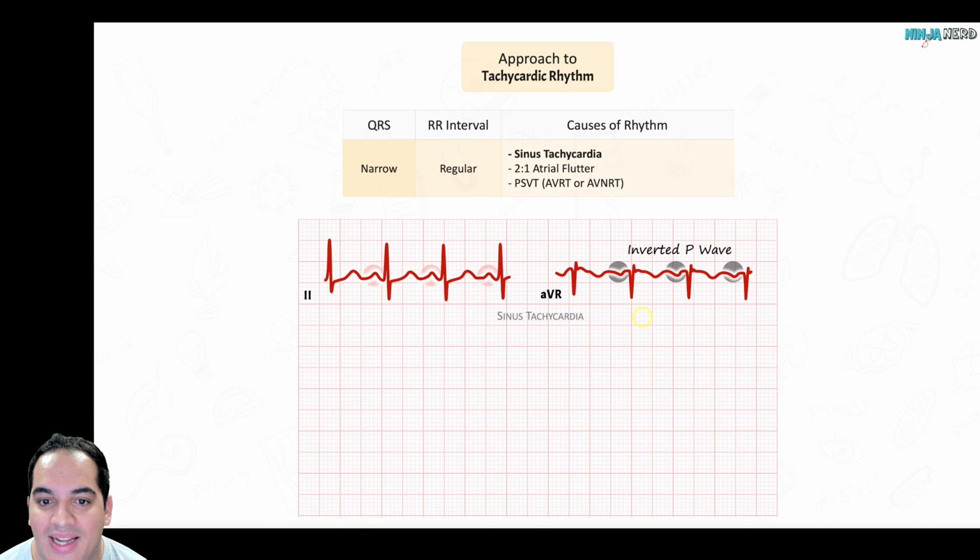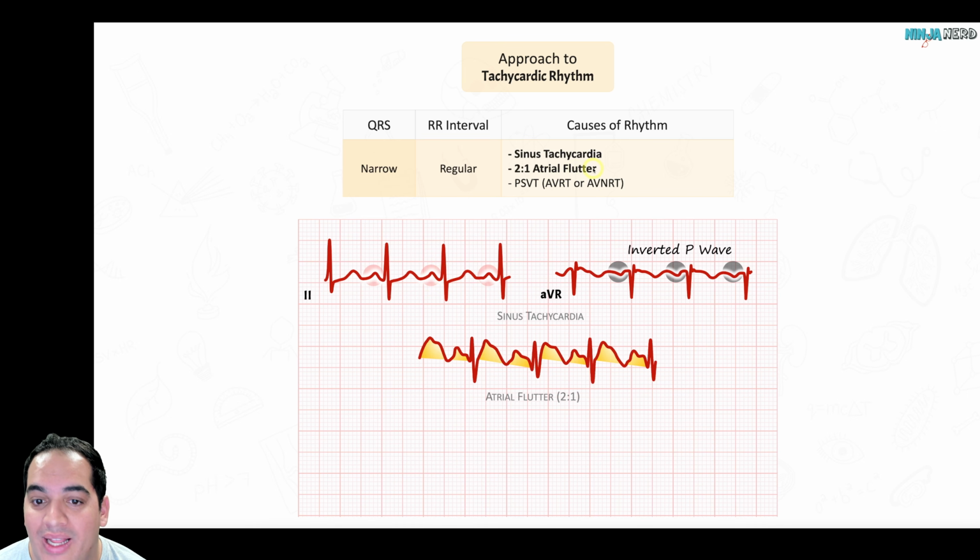One is sinus tachycardia. The way that I evaluate this is that, again, heart rate's greater than 100. It's narrow QRS complexes, as you can see here, and the R to R intervals are consistent. What makes it different from the other three is that the P waves will be upright in lead 2, inverted in AVR, and every P wave will be followed by a QRS complex.